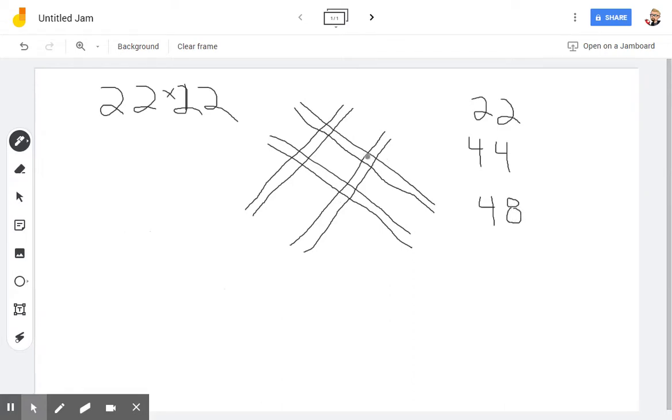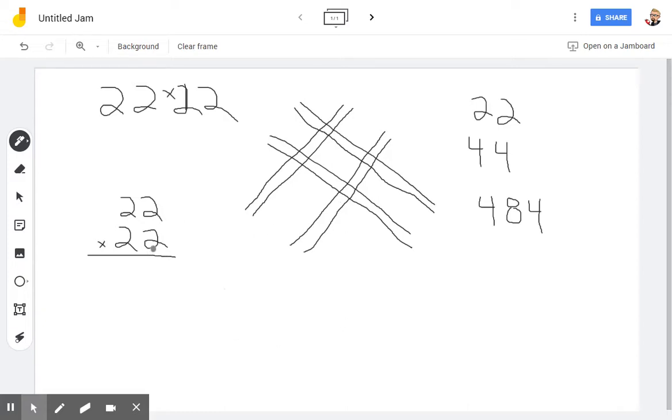And then we've got 4 here. So that's 4. So 22 times 22 is 484. Well, how do we do 22 times 22 with the standard algorithm? We say 22 times 22. Like this, right?